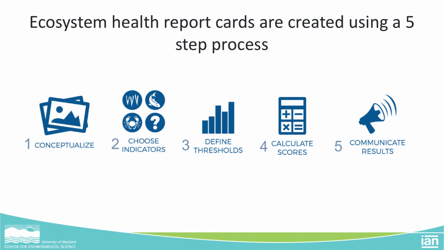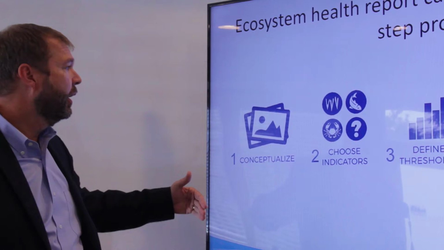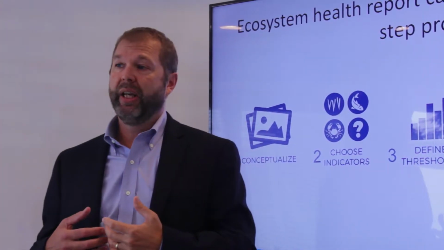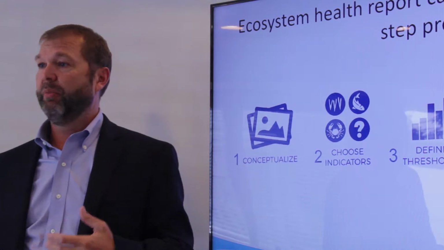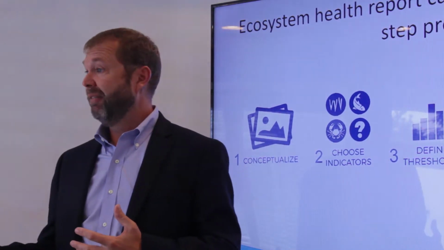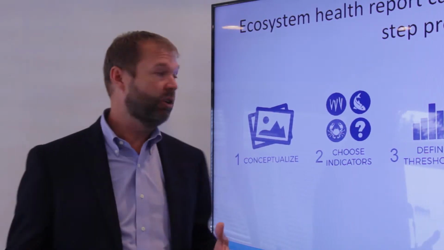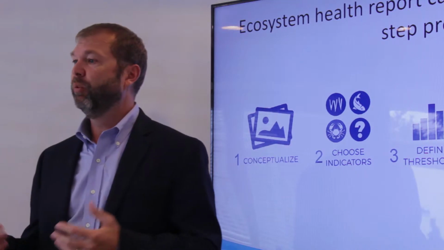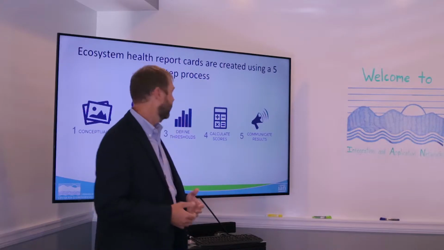As we've done more and more ecosystem health report cards around the world, we've developed a process of 5 steps for creating the report card. The first step is to conceptualize the problem. If we can understand what are the things we value in the system, what are the things that we care about, and what are the things that are driving the condition of those things, then we can start on the second step, which is choosing indicators. What can we do to measure those things?